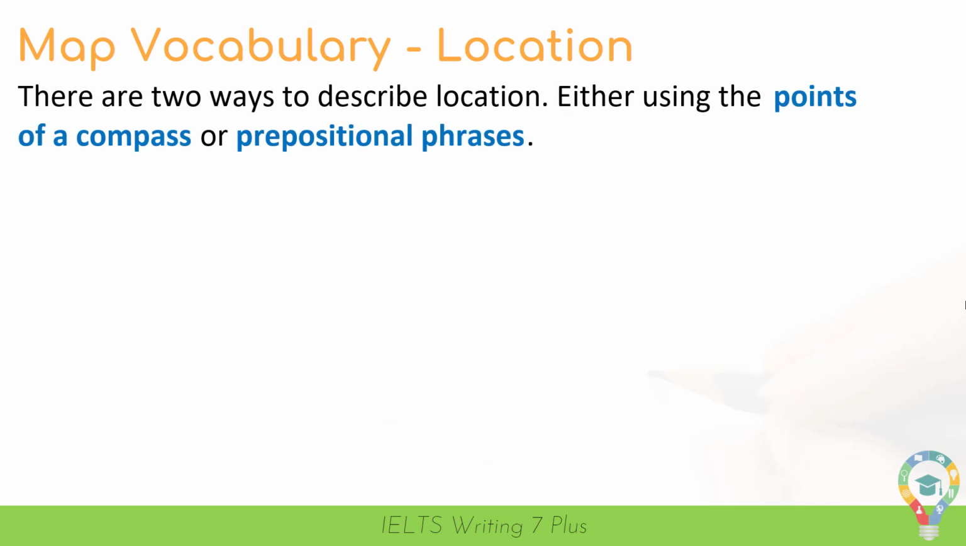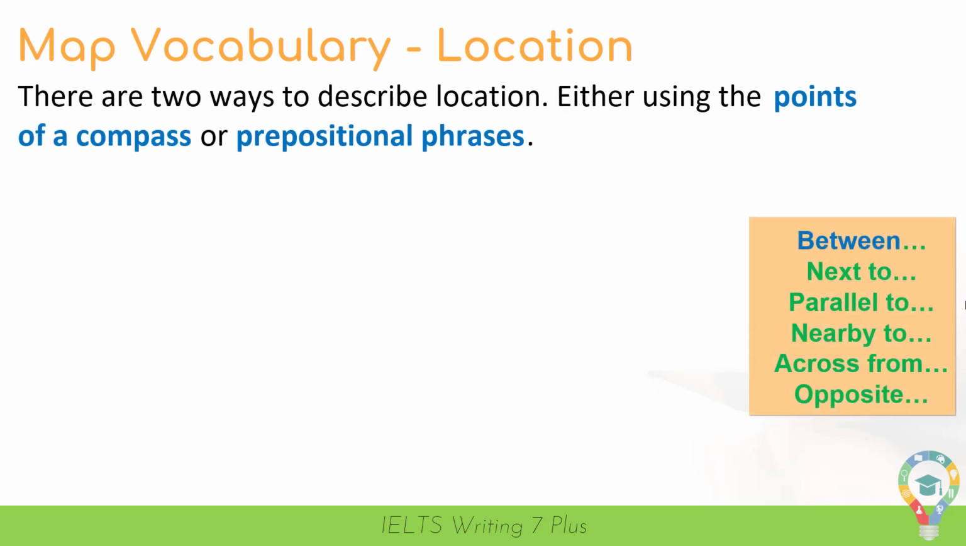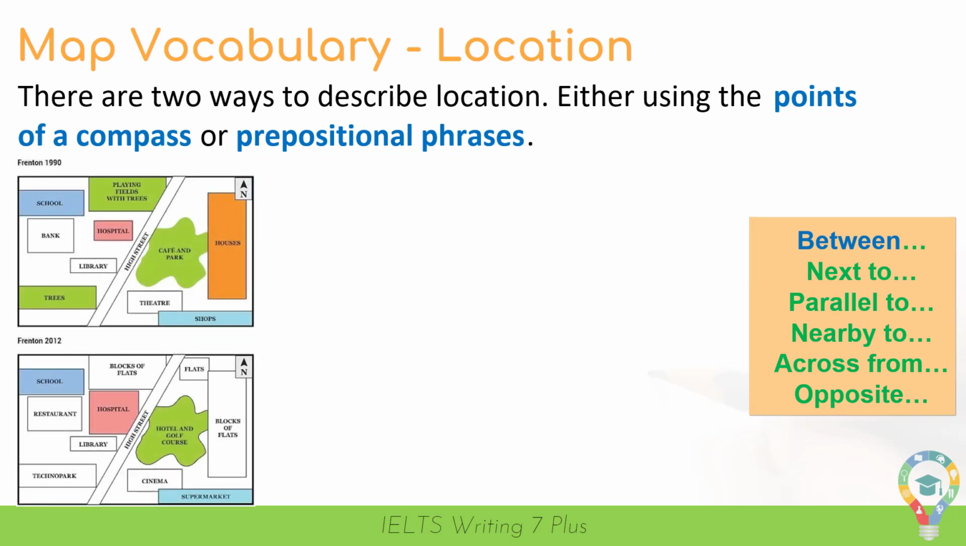But as I said, we can also use prepositional phrases. And here are some really useful prepositional phrases for you. Between, next to, parallel to, nearby to, across from, and opposite. So some really good vocabulary that you can use in your Task 1 report for maps. Okay, let's take a look at an example map. And here we go. So we have a map of Frenton in 1990 and 2012 with a lot of changes here. So we'll use the prepositional phrase between.